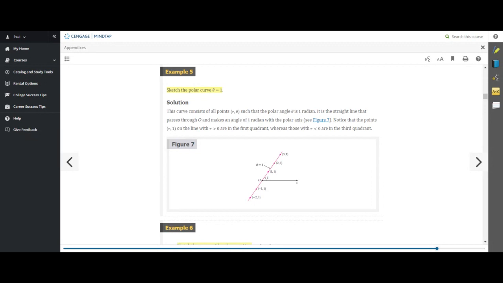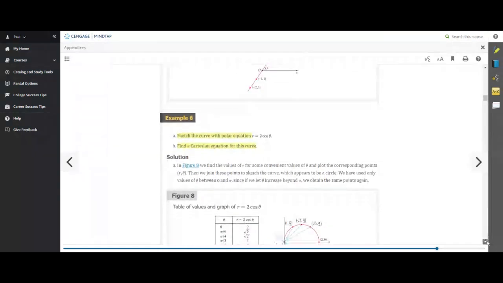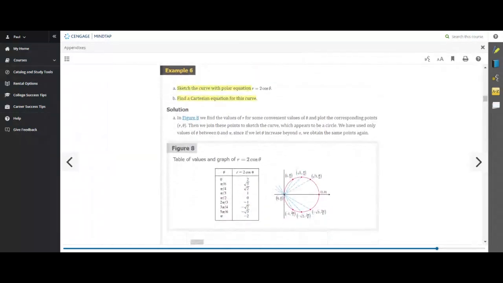Now there's another one I want to look at too. Let's look at something a little more interesting. Let's look at example 6. In example 6, we have the polar equation r equals 2 cosine theta, and we want to find the Cartesian equation for that curve.